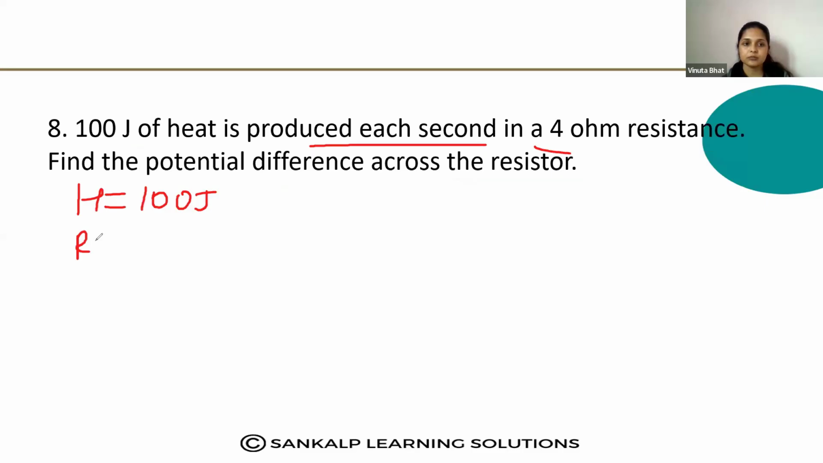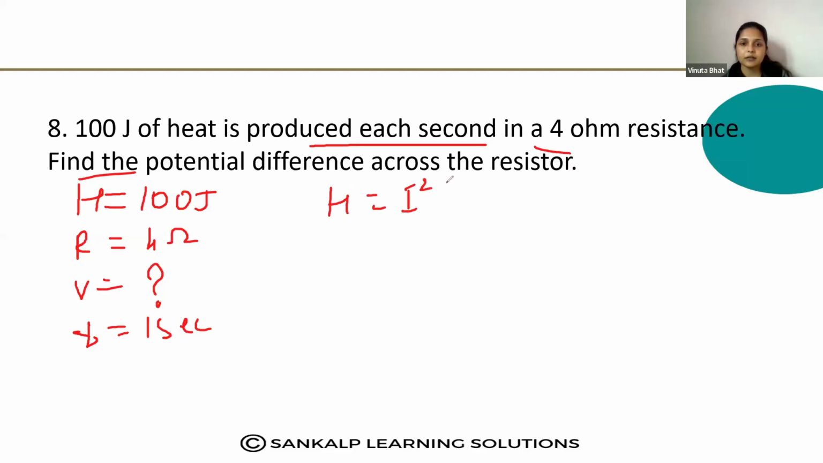R is equal to 4 ohm. Find the potential difference across the resistor. V is what you have to find out. T is given, that is 1 second, for each second. Here, which formula can you use? H is equal to I square RT, or I is equal to square root of H by RT, you can use.